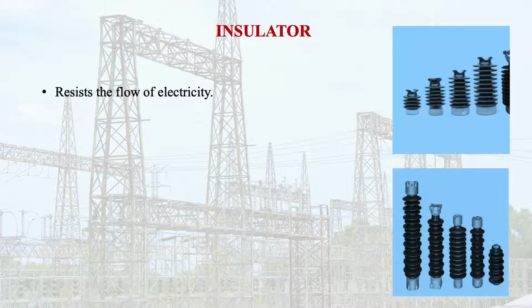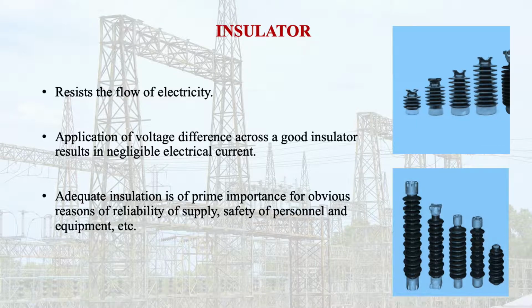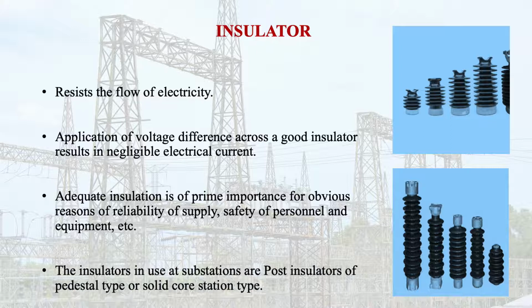Then the insulator. An electrical insulator resists the flow of electricity. Insulators are used in the substation in various places. So what does it mean? The insulator resists the electricity. Application of a voltage difference across a good insulator results in negligible electrical current. Adequate insulation is of prime importance for the reliability of the supply and the safety of personnel and equipment. Insulators in use in the substation are post insulators of pedestal type or solid core station type.